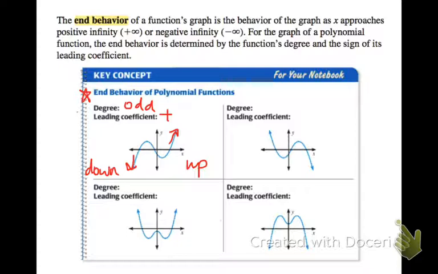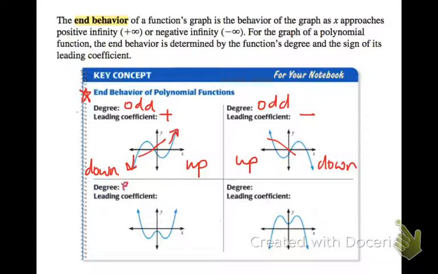Now, if your degree is odd and the leading coefficient is negative, then you will have end behavior that is up on the left and down on the right. So you can think of it kind of like a positive slope of a line and a negative slope. So positive leading coefficient, negative leading coefficient.